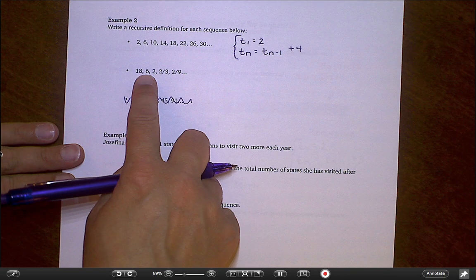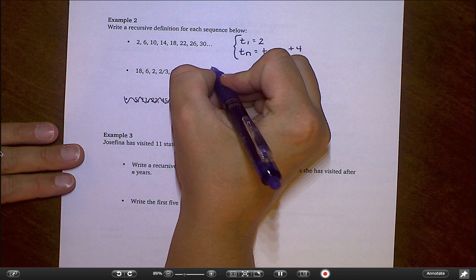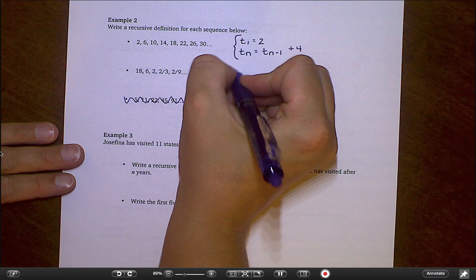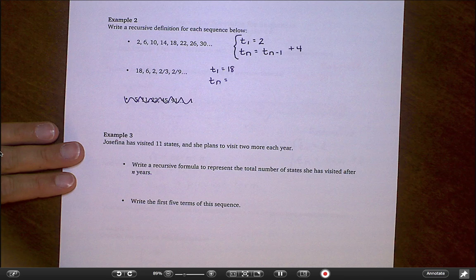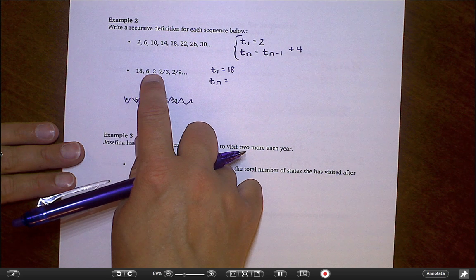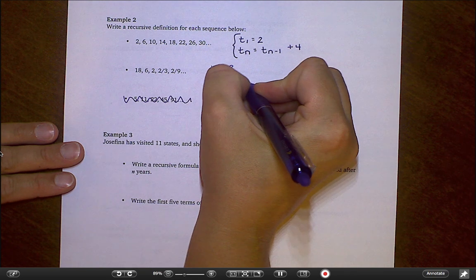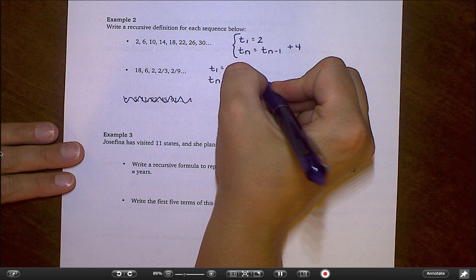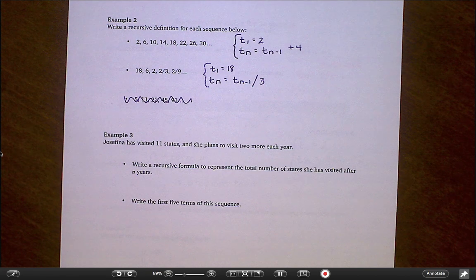Think about this one. What's happening here each time? I'll start with my first term. Did you come up with it? The previous term, so to go from 18 to 6 and then 6 down to 2 and 2 down to 2/3, what I'm doing is I'm taking that previous term and dividing by 3. And that's it. That's all there really is to this.